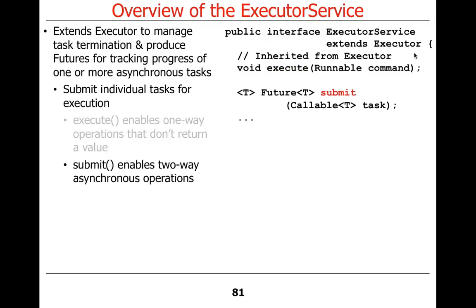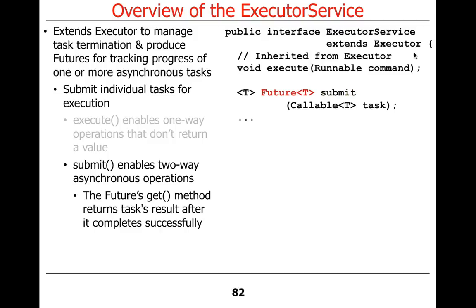Then there is the submit method. The submit method is more interesting. It passes in a so-called callable, which has a method called call, and call returns a result. And what it returns is something called a future. As we saw before, a future is basically a way of accessing the results of computations that run asynchronously when they are done.